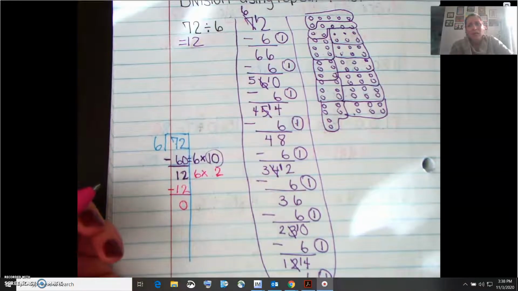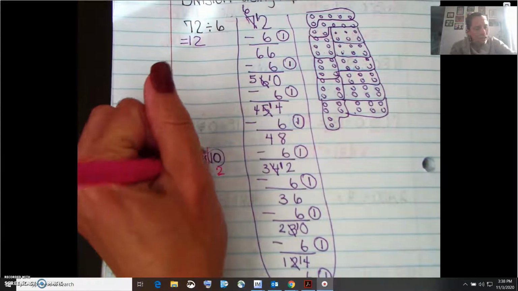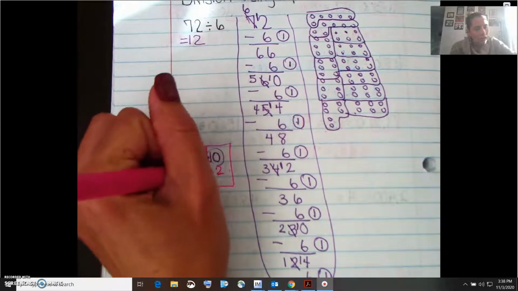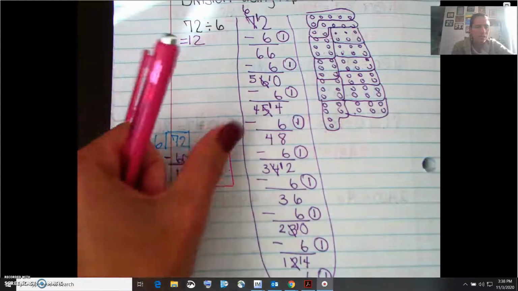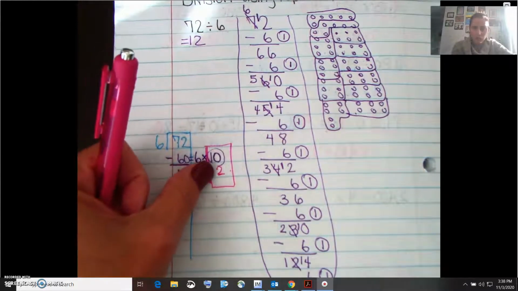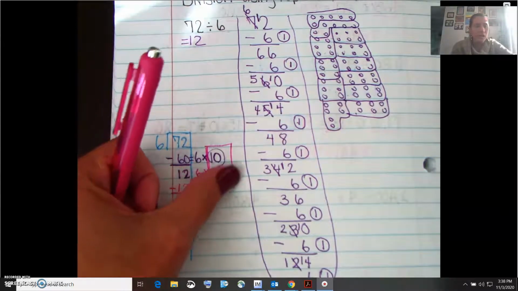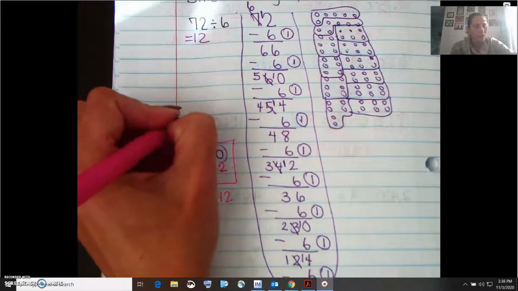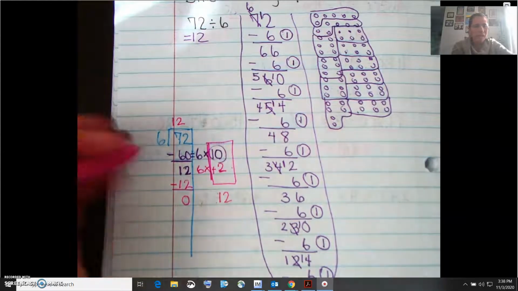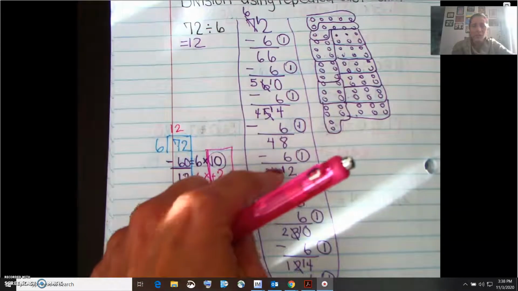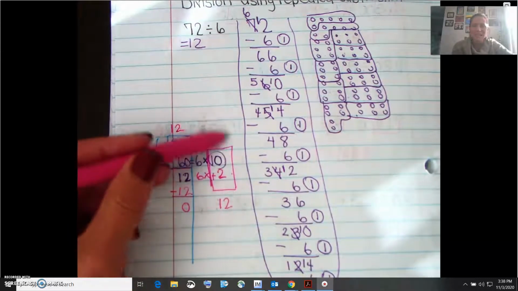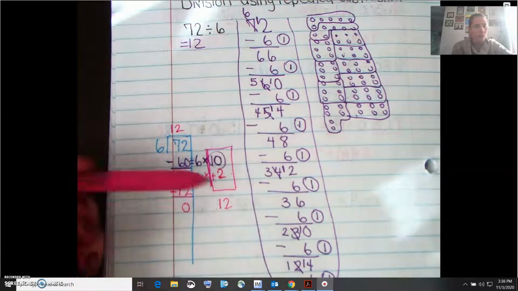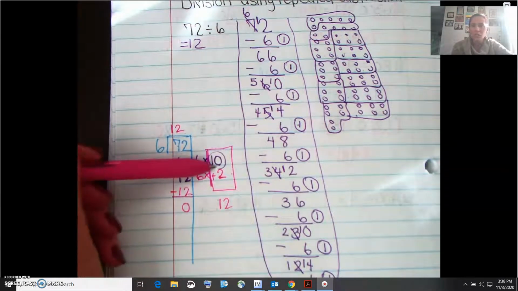Now you're like, well, how do I get the answer? This part right here, we add. These two here we add because we took 10 groups and then we took 2 groups. So all together, how many groups did we take? 12. We took 12 groups, and it's the same answer as we got in all these different ways, but it did not take us as long to draw our dots or do our repeated subtraction. We did repeated subtraction in groups.